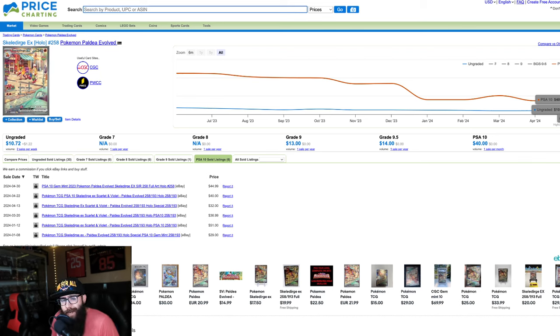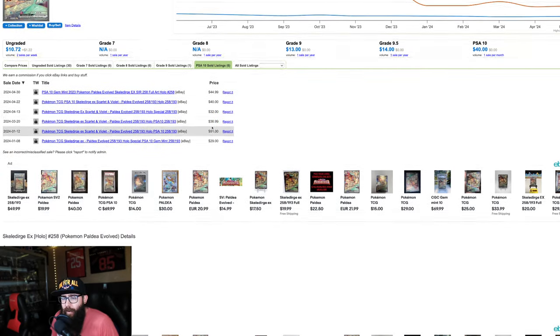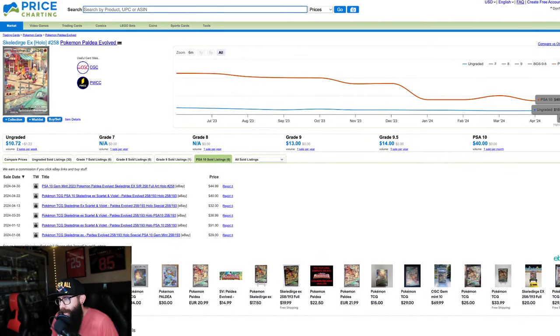Right now, you can get this card ungraded for $10. You can get a PSA 10 for around $40. Looks like between $40 and $50, it depends, but let's just say $40 is the average. If you're going to spend $20 to grade a card and $10 to buy it, you're at $30. You might as well buy some 10s at $40.